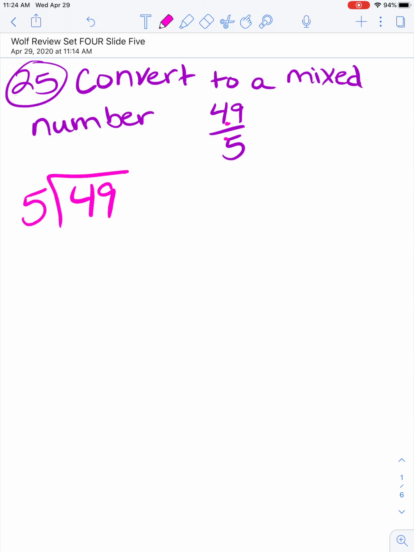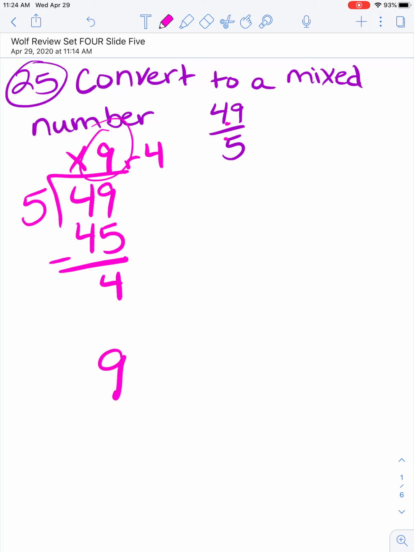So we're going to take 49 and we're going to divide it by 5. 5 does not go into 4, so we're going to go into 49. I know that 5 times 9 is 45. I subtract and I get 4 as my remainder. Now, you can do my big juicy words. My quotient is my whole number. My remainder is my numerator, and my denominator stays the same.